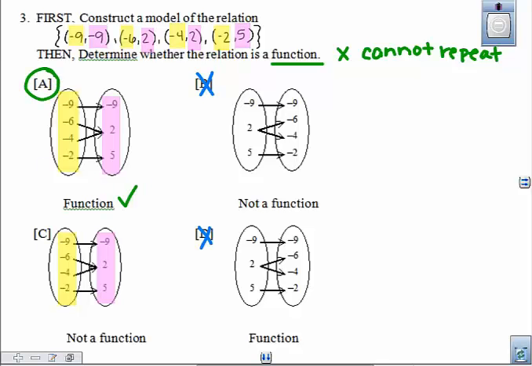Answer choice A. If you look at your y values here, y repeats, but that doesn't mean it can't be a function. We talked about y cannot repeat in a 1-to-1 function. But just a general, is it a function? X cannot repeat.